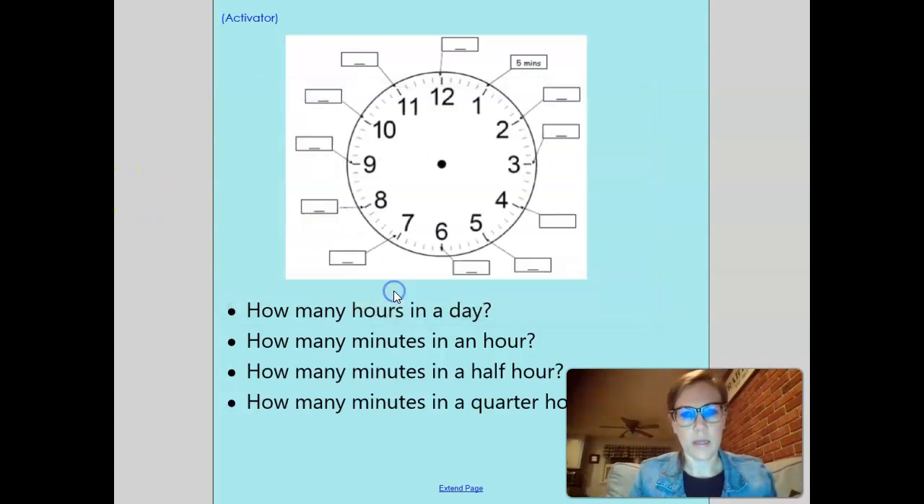Okay, sorry about that. So today is day 1 for time. We're going to focus on time conversions and elapsed time this week in small group rotations.